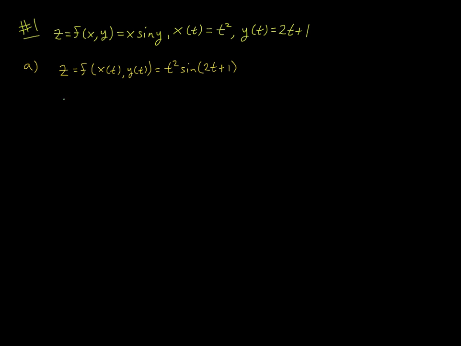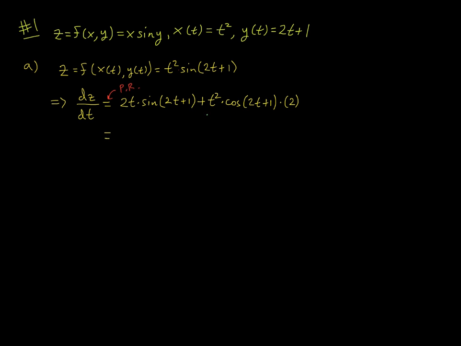Okay, so this really now is just a calc 1 derivative, right? Z depends only on the variable t, so I'm going to compute dz dt. Here I will need to use the product rule because I have the product of t squared and the sine term. So I take the derivative of the first, that's 2t times the sine of 2t plus 1, plus t squared times the cosine of 2t plus 1. Now taking the derivative of the second term, multiplied by the derivative of what's inside from the chain rule, I'm going to get 2.